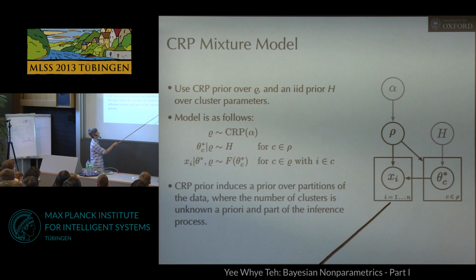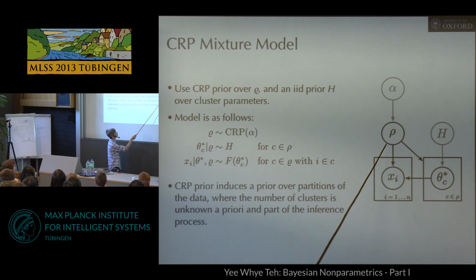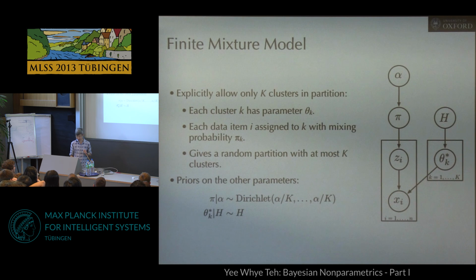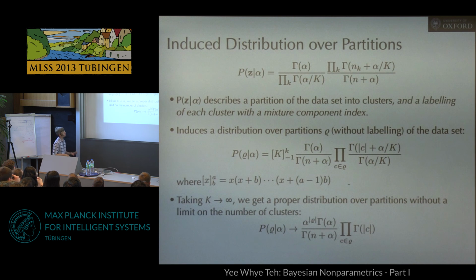The things which are unknown here are rho, which is our partition, and the parameters of each cluster in the partition. And if you compute the posterior distribution over these, you learn about the likely ways in which our data set gets partitioned or clustered. So how is this related to a finite mixture model? Basically, given a finite mixture model, you can work out the induced distribution over partitions given by that finite mixture model.